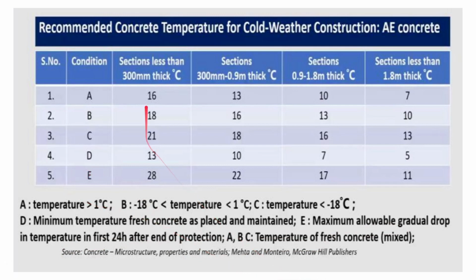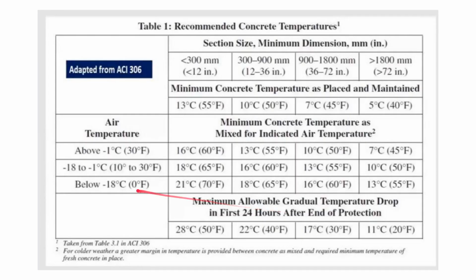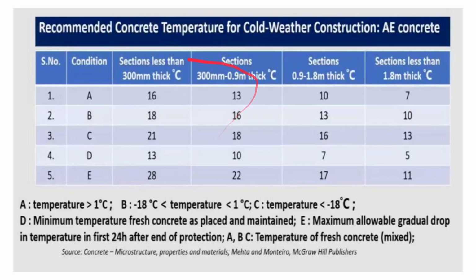Okay, so here if you see that, the lesser the temperature, the higher the concrete temperature has to be. And also, the higher the thickness of the section, the lower the temperature of the concrete can be. So these two factors have been found here as per the ACI 306 conditions. This table is taken from there.